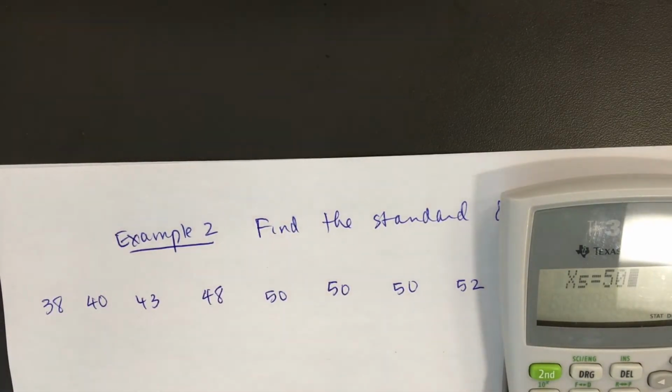There are 3 of them, so when I press down arrow, I want to change that to a 3. You just type a 3. And there it is. It'll erase the 1. It'll put in the 3 for the frequency.